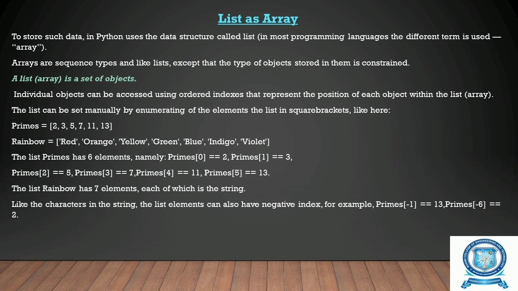Like the characters in a string, list elements can also have negative indices, moving from right to left. So primes[-1] is 13, and it goes on until primes[-6] is 2.